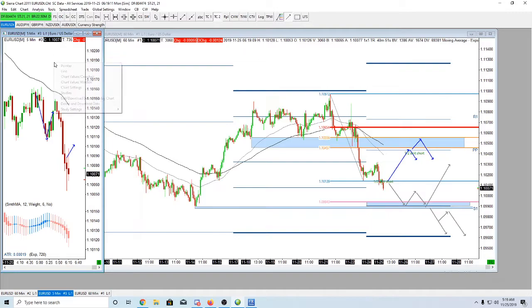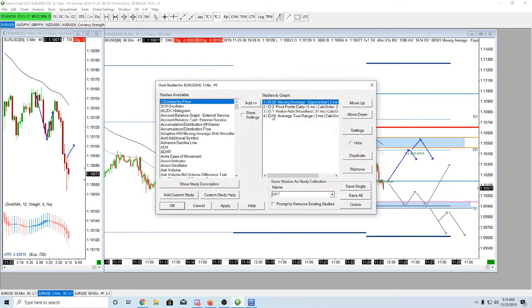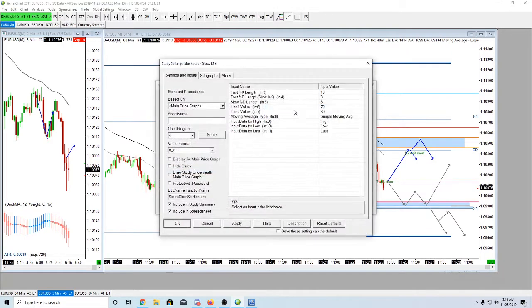I could also add, if I wanted to, the stochastic. Do stochastic slow. Just to try to find my trigger and my entry. We could do a 4-1-1. Change it to exponential. All this is going to be last.